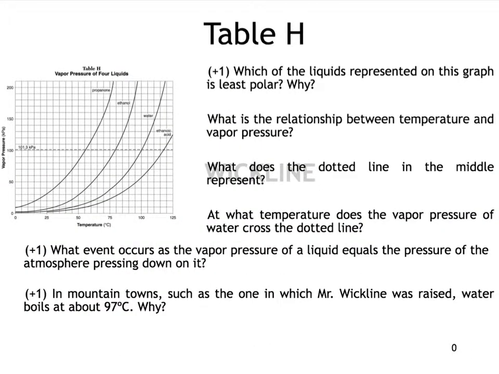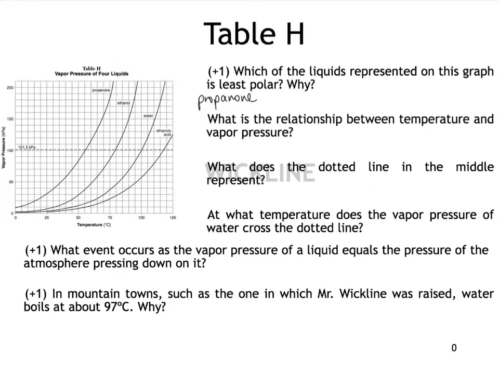All right, table H. Go ahead and get your reference table H out. It'll be a lot easier to read than seeing it on this video. Firstly, which of the liquids represented on this graph is least polar and why? The answer would be propanone. The reason I can say that for sure is that the least polar liquid should produce the highest vapor pressure. And if you're checking out the line for propanone, it has the highest vapor pressure at any temperature.